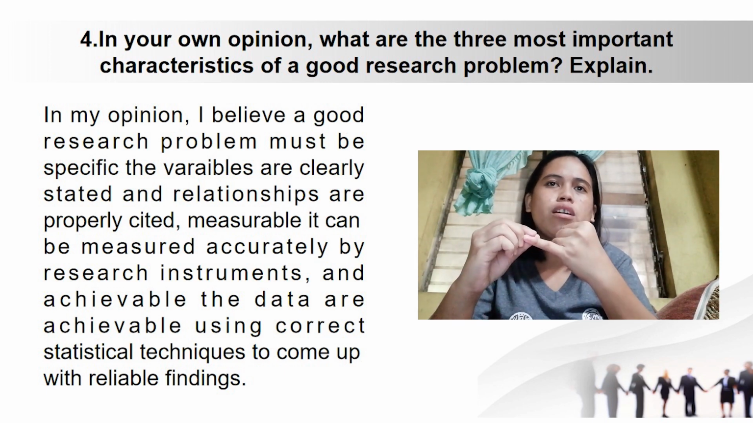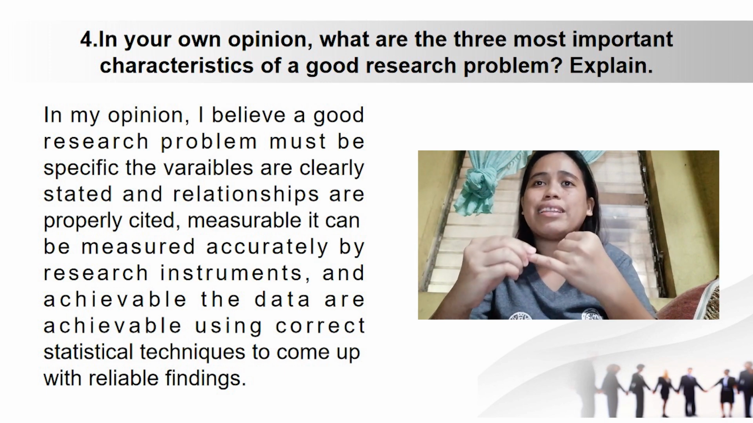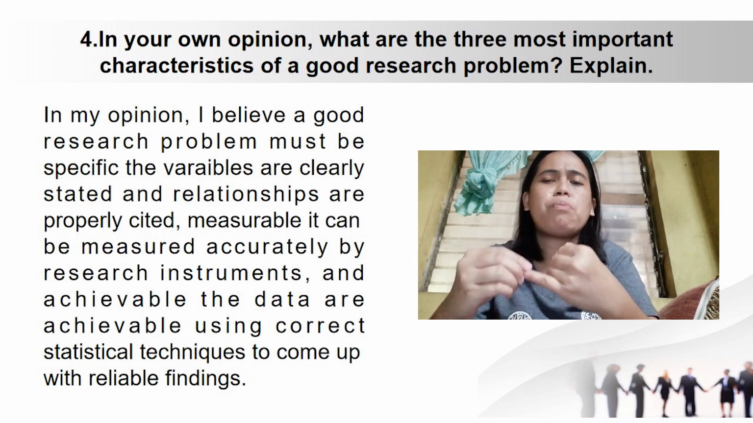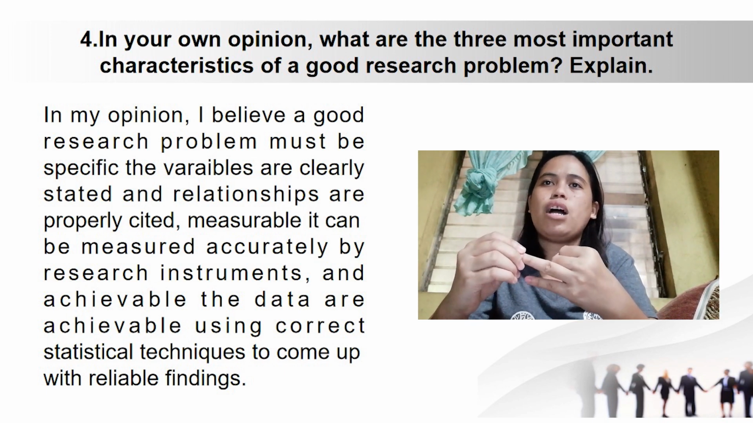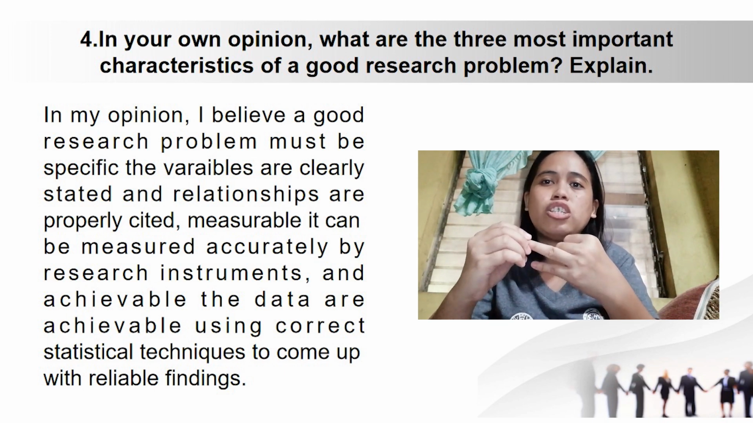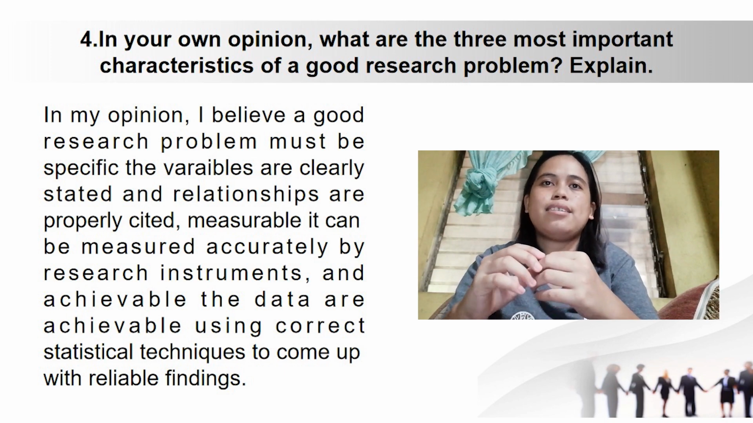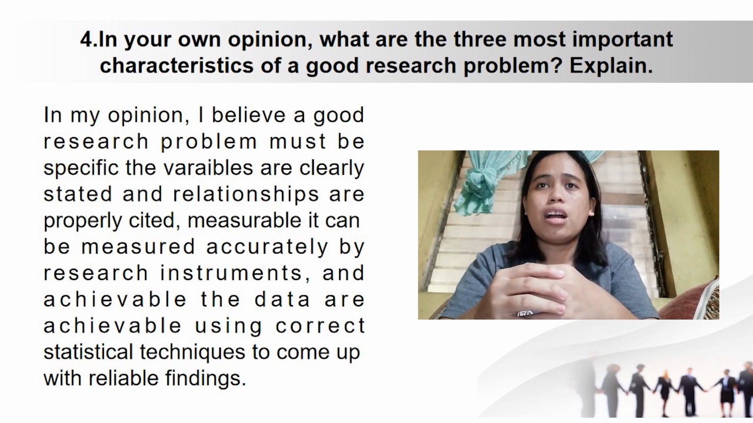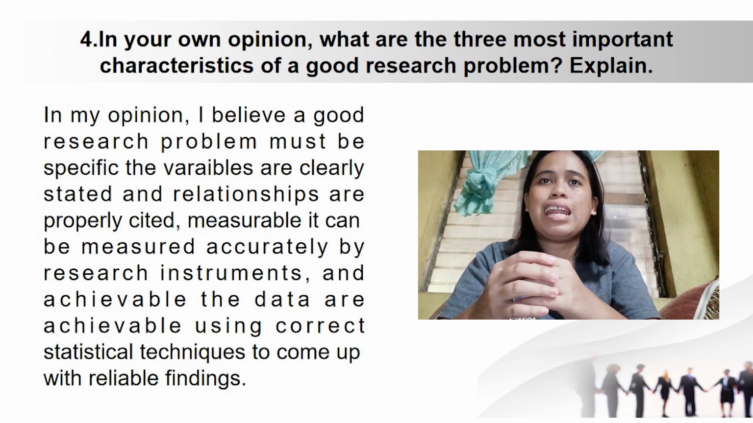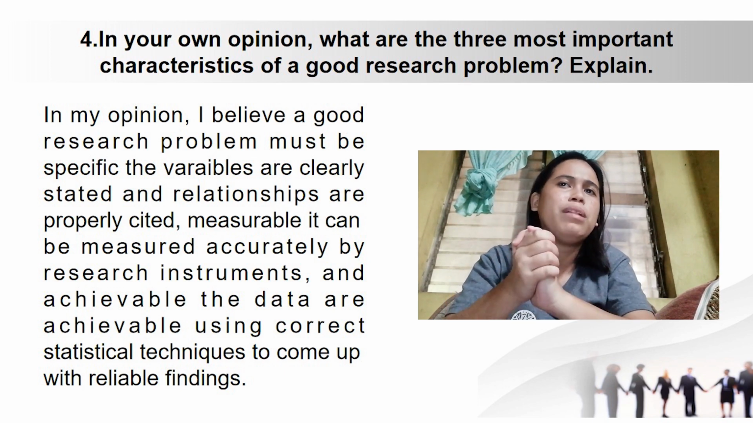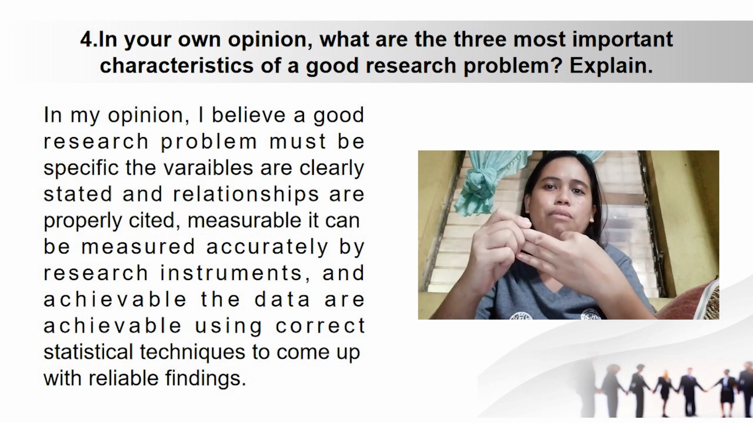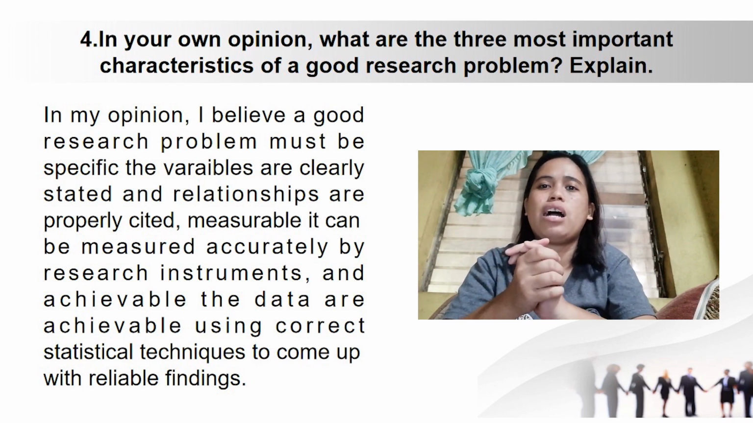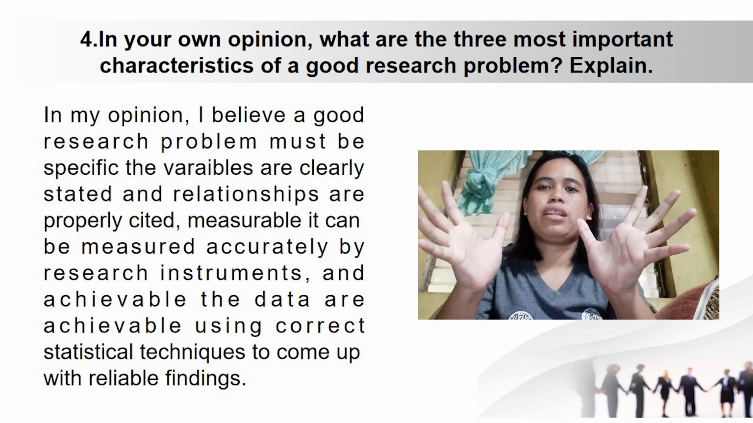First, specific. The variables are clearly stated and relationships are properly cited. Next is measurable. It can be measured accurately by research instruments, of course. And last is achievable. The data are achievable using correct statistical techniques to come up with reliable findings. Of course, I really believe that a good research problem must be specific, measurable, achievable in order for us to achieve a research problem perfectly.